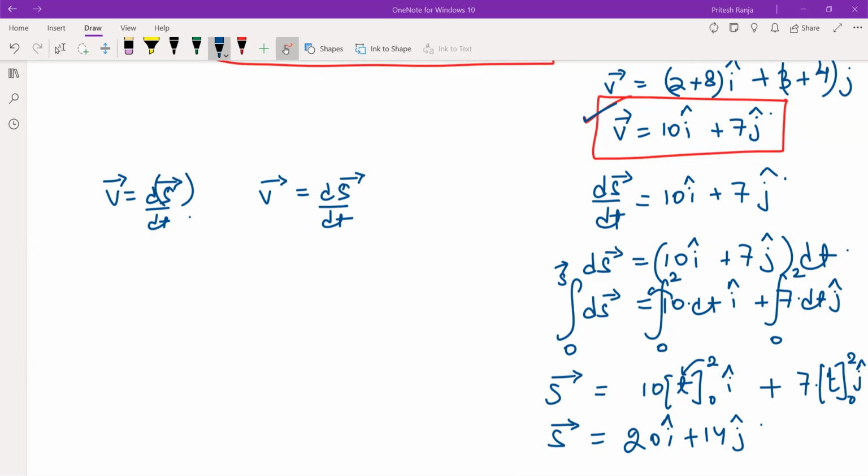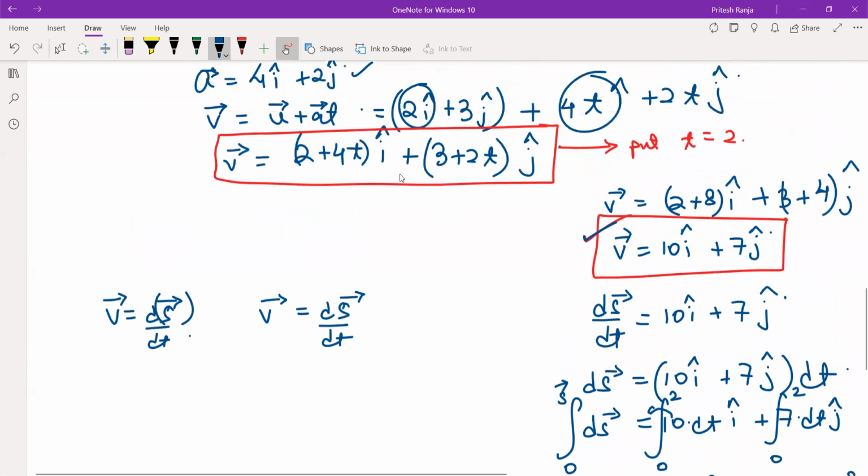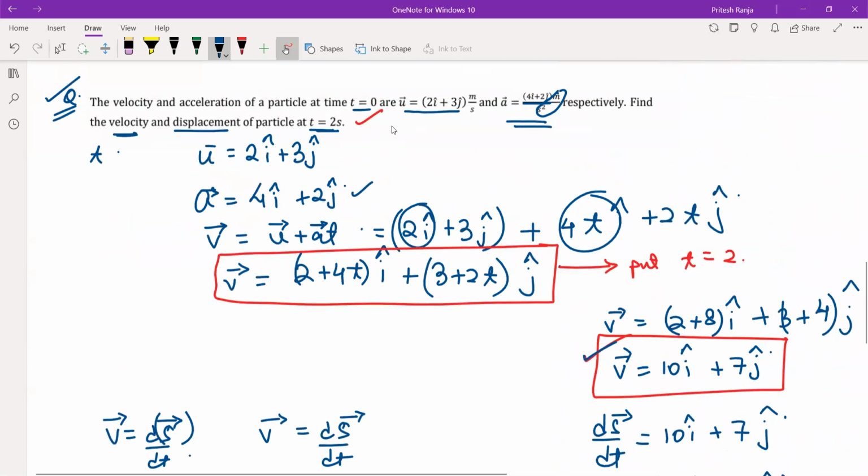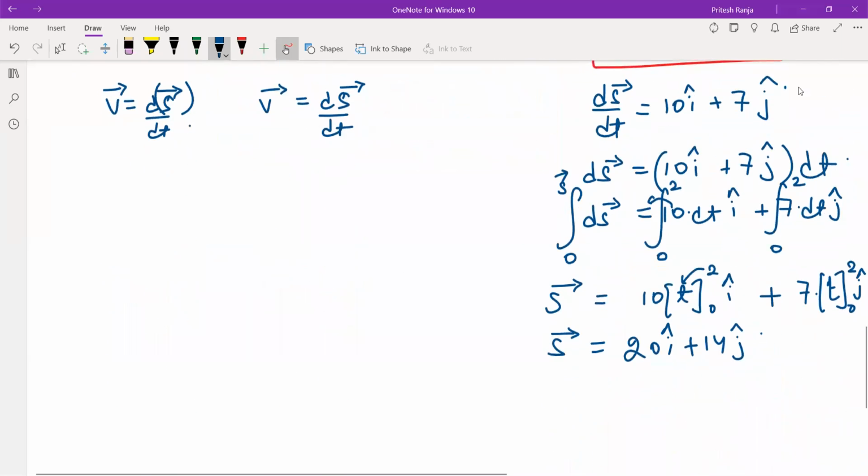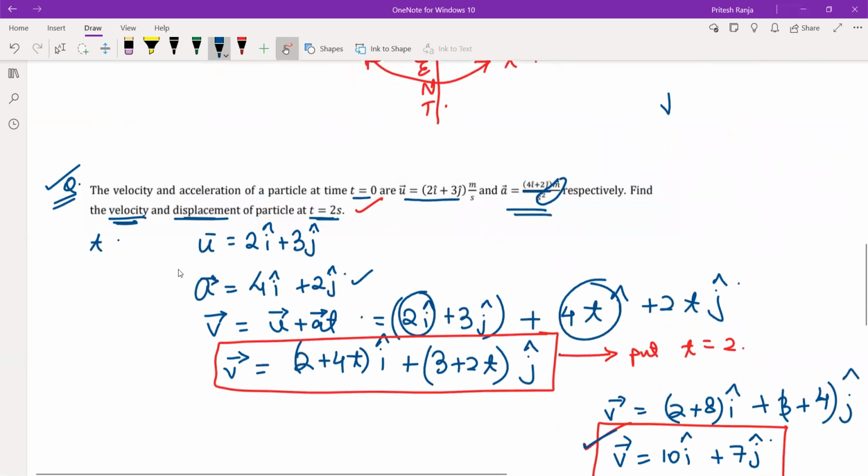Right, this is clear to all how to find velocity and displacement. Let us check this once again. To the velocity vector we applied ds by dt, we get 10 i 7 j, and here we integrate. We don't have to find the magnitude. The question asked is to find velocity and displacement. So the magnitude did not come here.